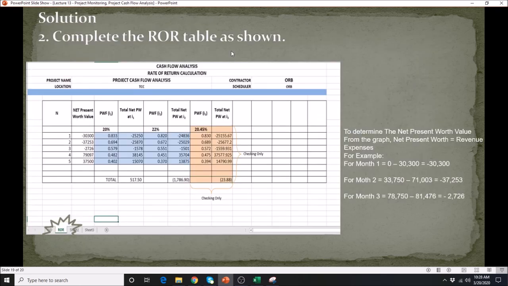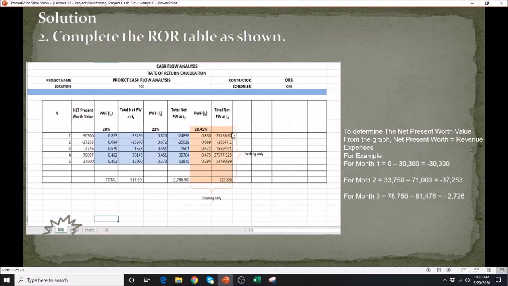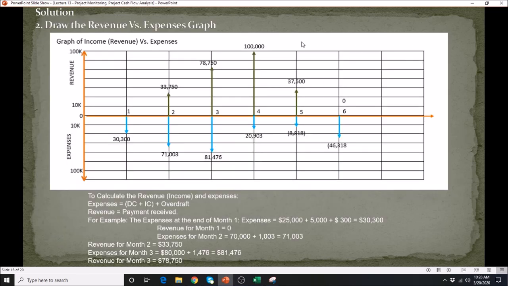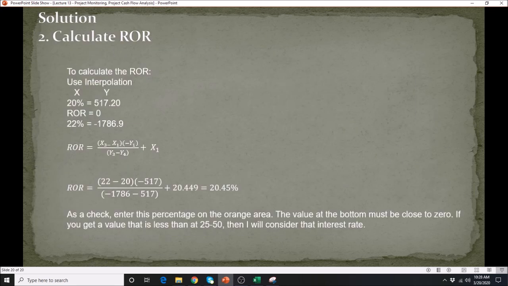So the next thing you're going to do now is to move from your overdraft to your ROR, and then solve these values here. How do we solve this? We have this illustration here, and that will be based on this graph here. You cannot calculate this one unless you draw this. And I explained this one here. All right, so that is how you calculate the ROR.